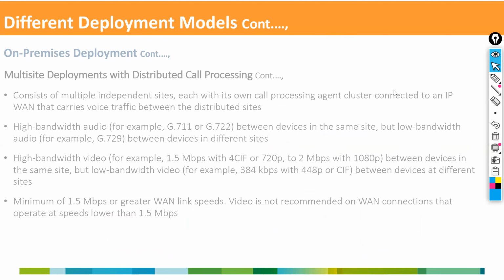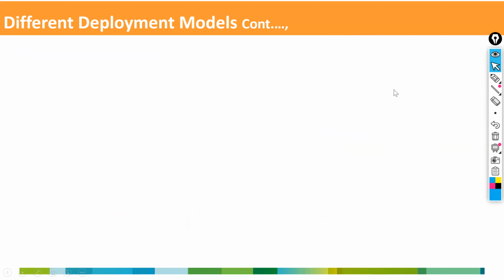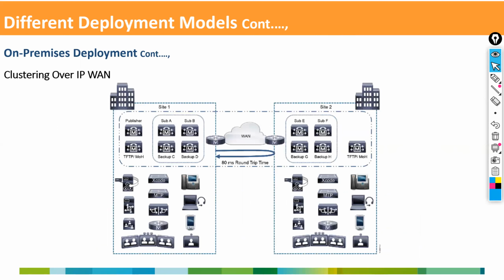Okay, some bullet points are there: the minimum bandwidth, internet speed, and delay we require when communicating. That's what you have here. Next, clustering over IP WAN.